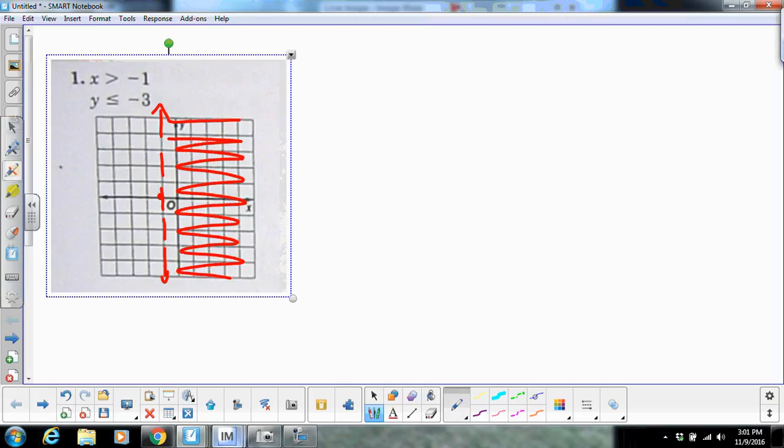Okay, and then we have y is less than or equal to -3, so I'm going to go to -3 on the y-axis. Solid line. And it is less than, so we're going to shade below. And remember, your answer is where your two colors overlap, which is this little rectangle down in the bottom right corner.